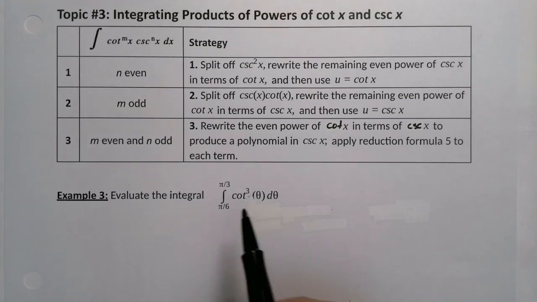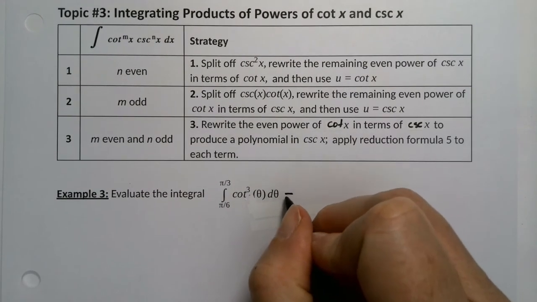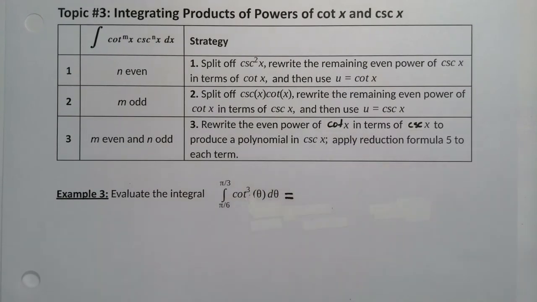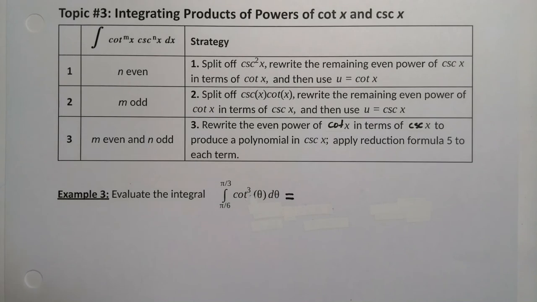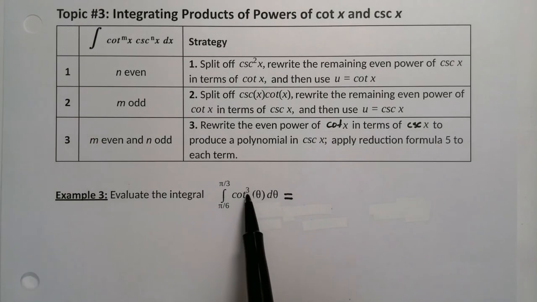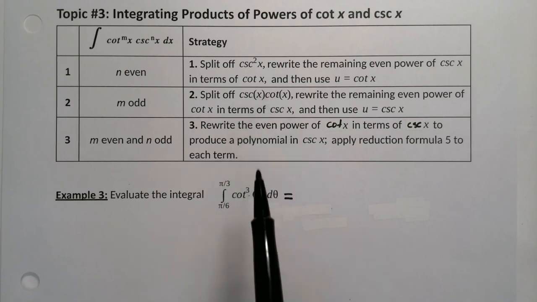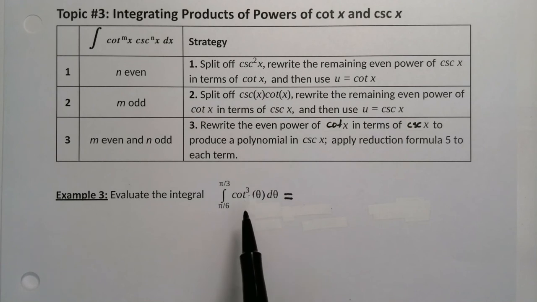All right, so we're going to evaluate this integral, and this is a little tricky one, so I enjoy putting this one in here. Now, it doesn't strictly fit into any one of these categories. It sort of fits into the second one, because m, which is the power of cotangent, is odd. However, if you look at what it says to do, it says to split off a cosecant cotangent. Well, I don't have any cosecants, so there's nothing to split off, at least right now.